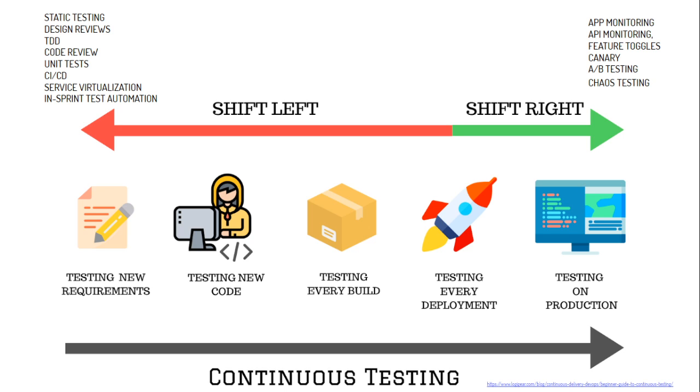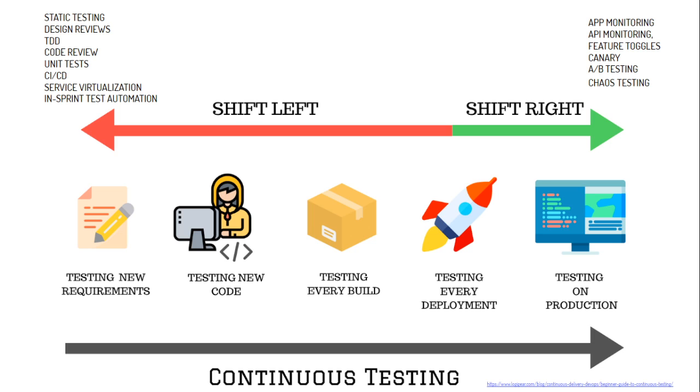So the developers' part of shifting left comes from test-driven development, wherein they actually write tests even before they write a single line of code. Developers are involved in code reviews, unit tests, right? So these are some of the activities that come from the developers' side.